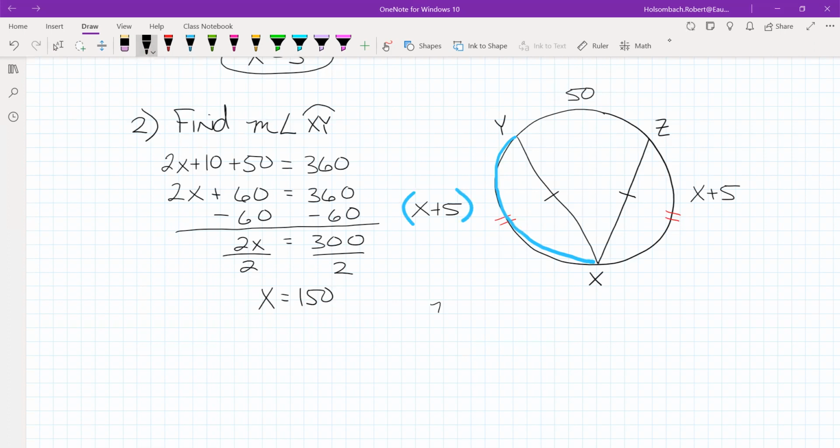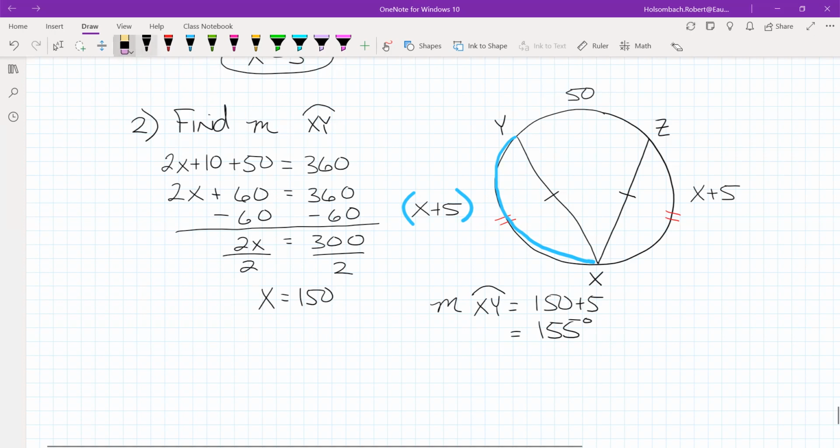So the measure of arc XY is equal to 150 plus 5, which equals 155. And up here where it says find the measure of arc XY, we can get rid of that angle symbol right there. We don't want that in there.